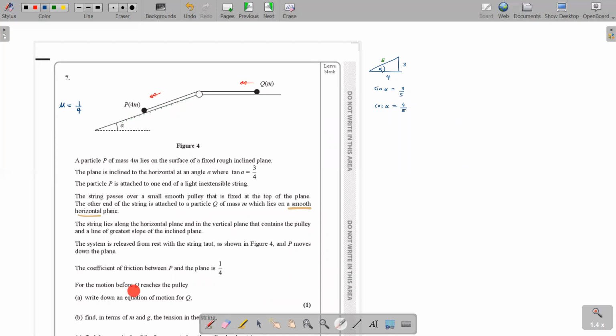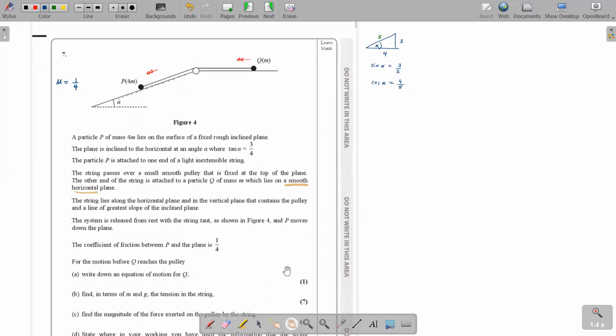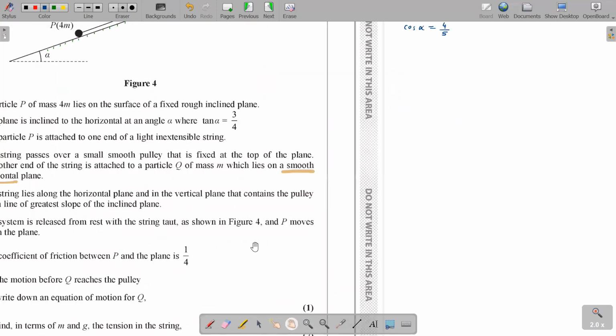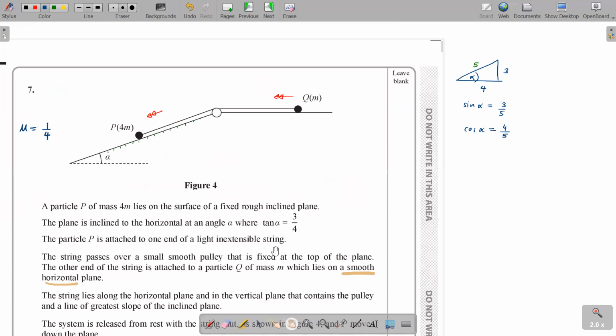For the motion before Q reaches the pulley, write down an equation of motion for Q. Just one mark. So let's write the equation of motion for Q. Before I write the equation of motion for Q, what do I need to do? I need to first mark all the forces. Shall we mark all the forces acting on P and Q?